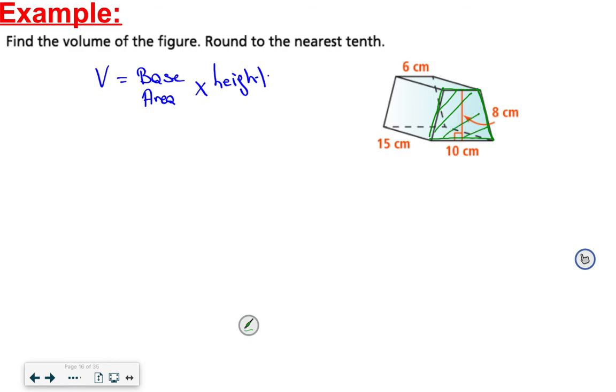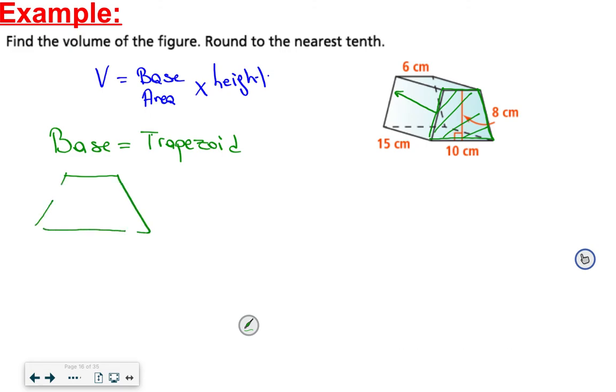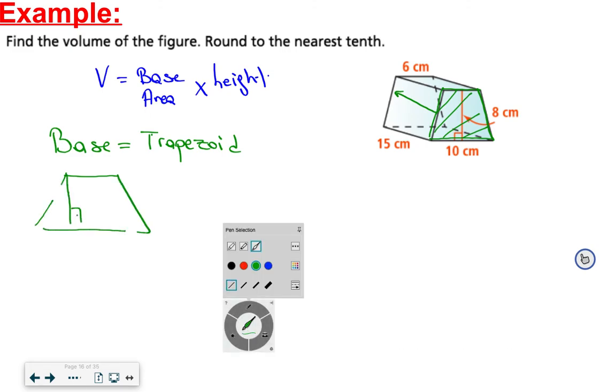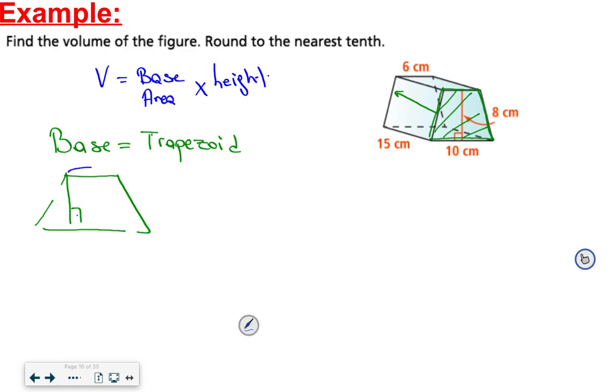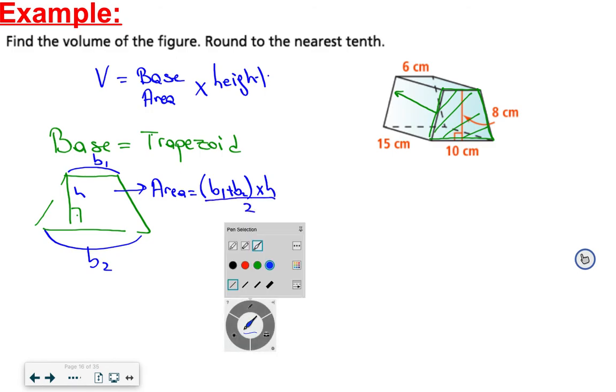This is the base, and multiply this by height, then you will get the volume. The base is a trapezoid. Alright, if you have a trapezoid, do you remember how to find the area of the trapezoid? In the trapezoid we have two bases, base 1 and base 2, and this is the height. To be able to find the area, you need to add the bases and then multiply by the height, and divide by 2. This is how you find the area of a trapezoid.